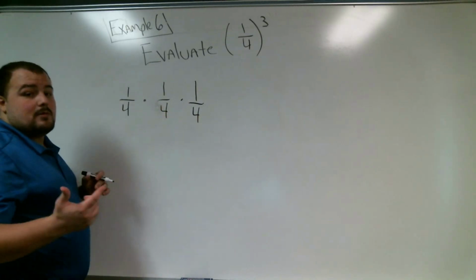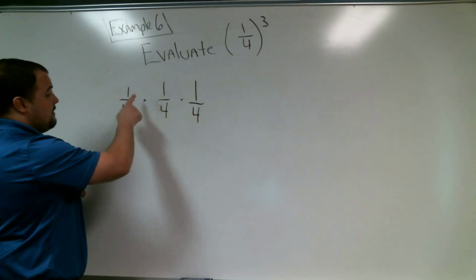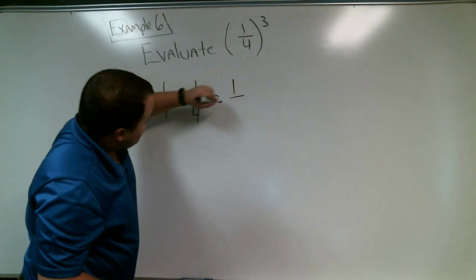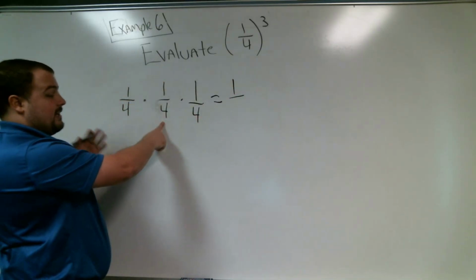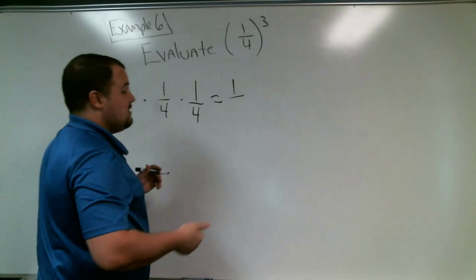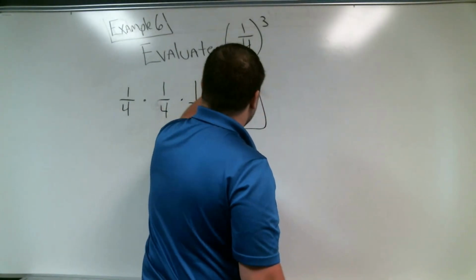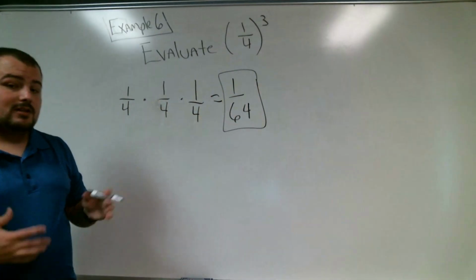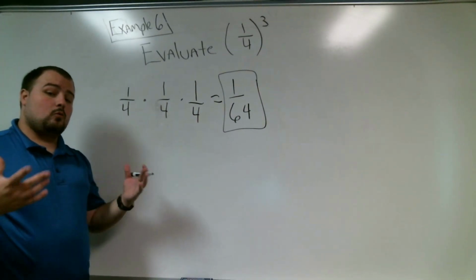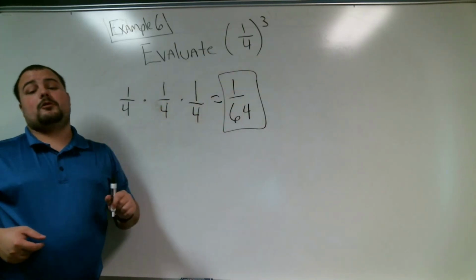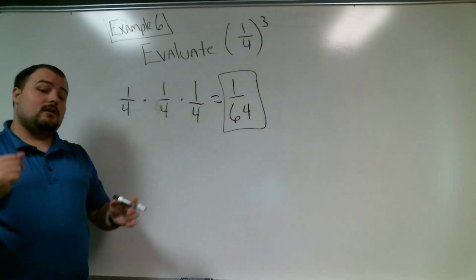Now we're going to approach this the same way we did the previous one. Multiply everything on top. 1 times 1 times 1. That equals 1. 4 times 4, that's 16. And 16 times 4, that's 64. So in this problem, my answer is 1 over 64, or 1 divided by 64. This fraction is 1/4 to the 3rd power expanded out and solved.